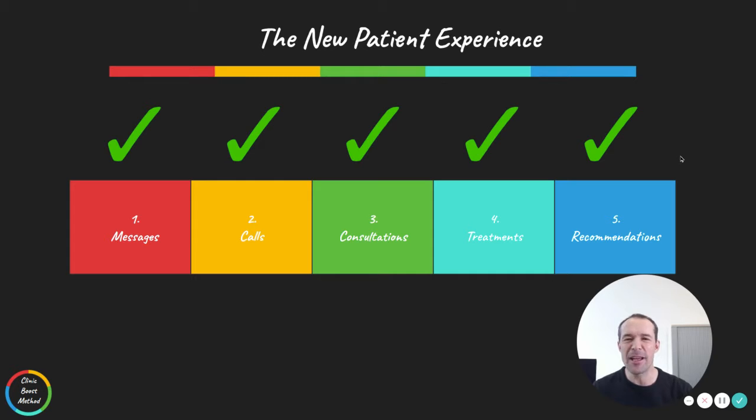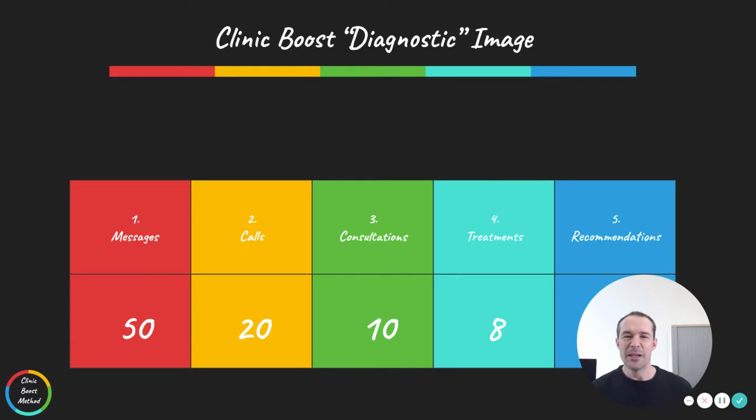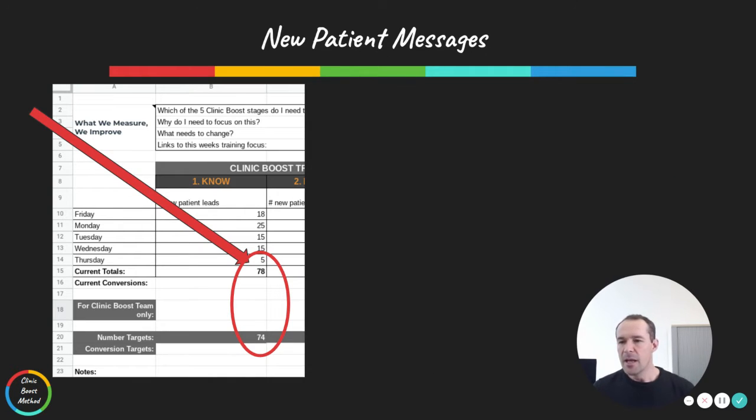So we've gone through tracking all those 5 stages of what we call the new patient experience, okay? And you've managed to get the diagnostic image that we've been talking about, those numbers where you can see the weak points and the strong points and what needs to be worked on, okay? So let's just go through that in summary.